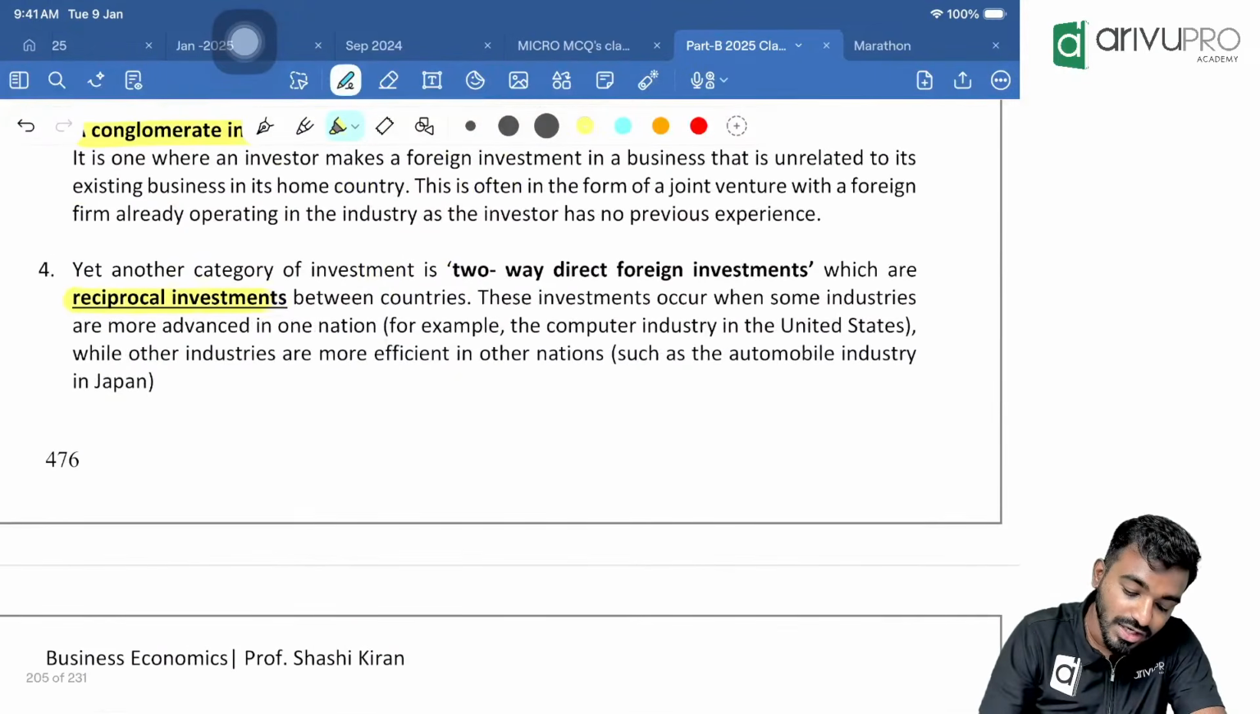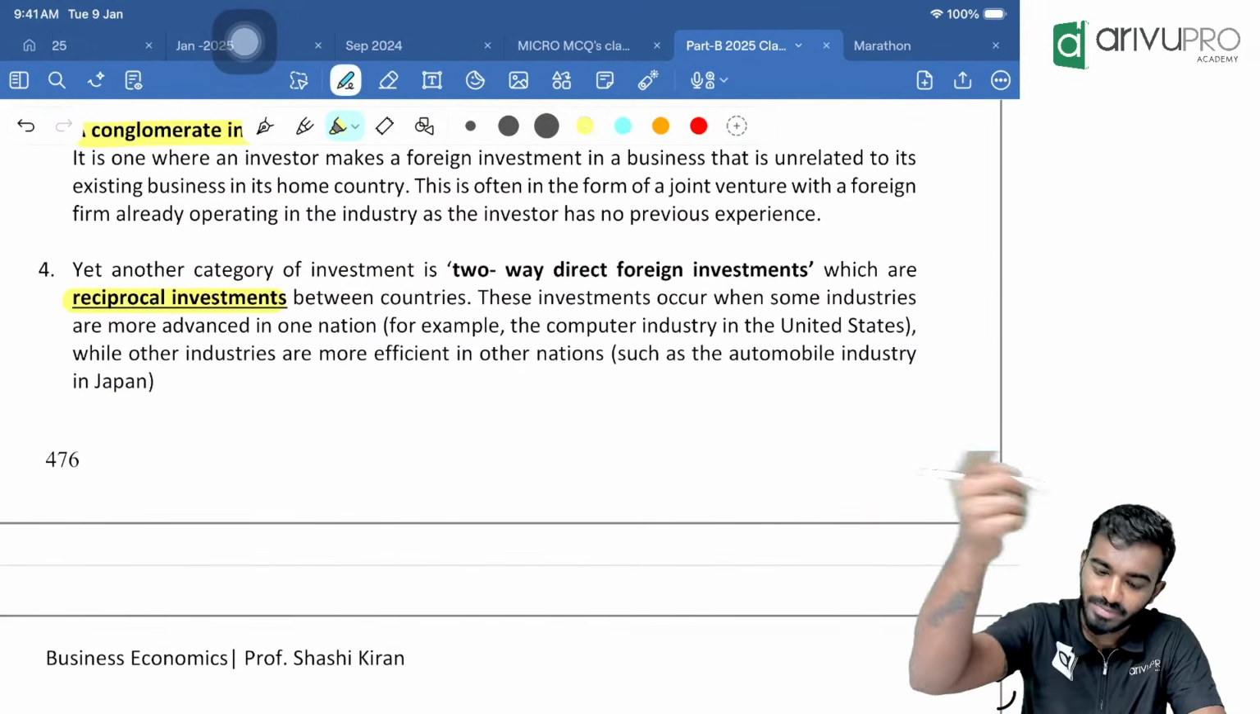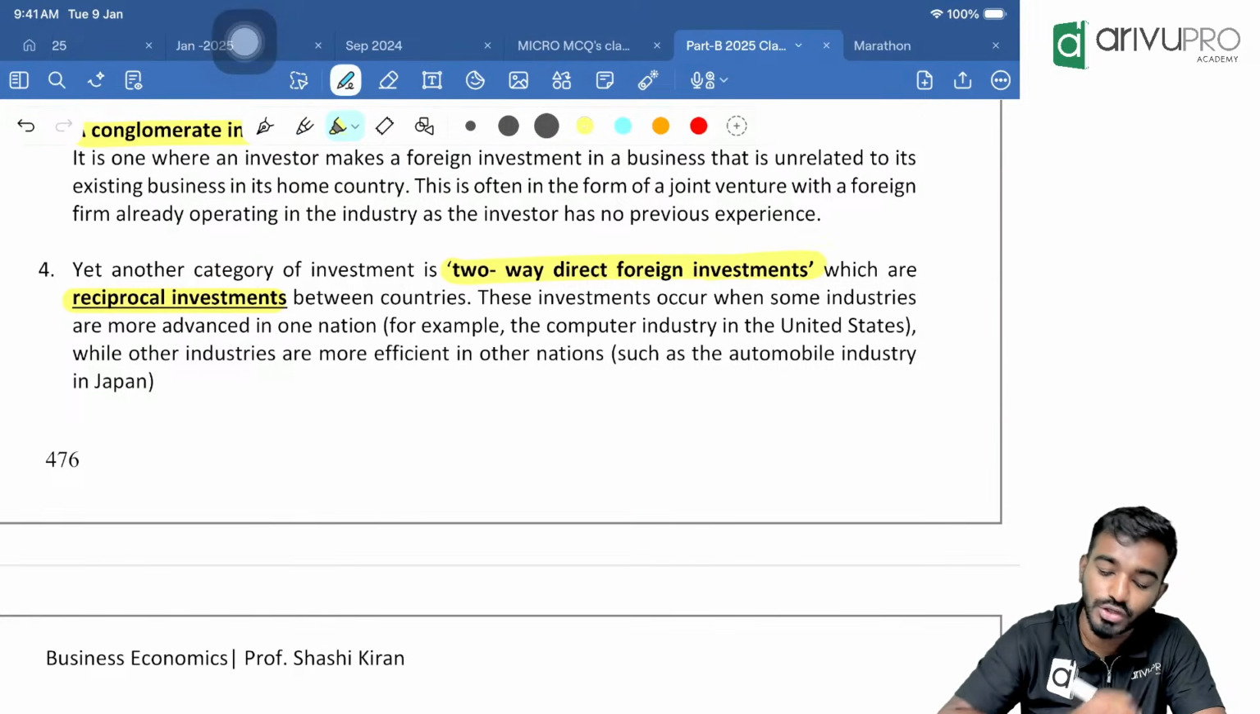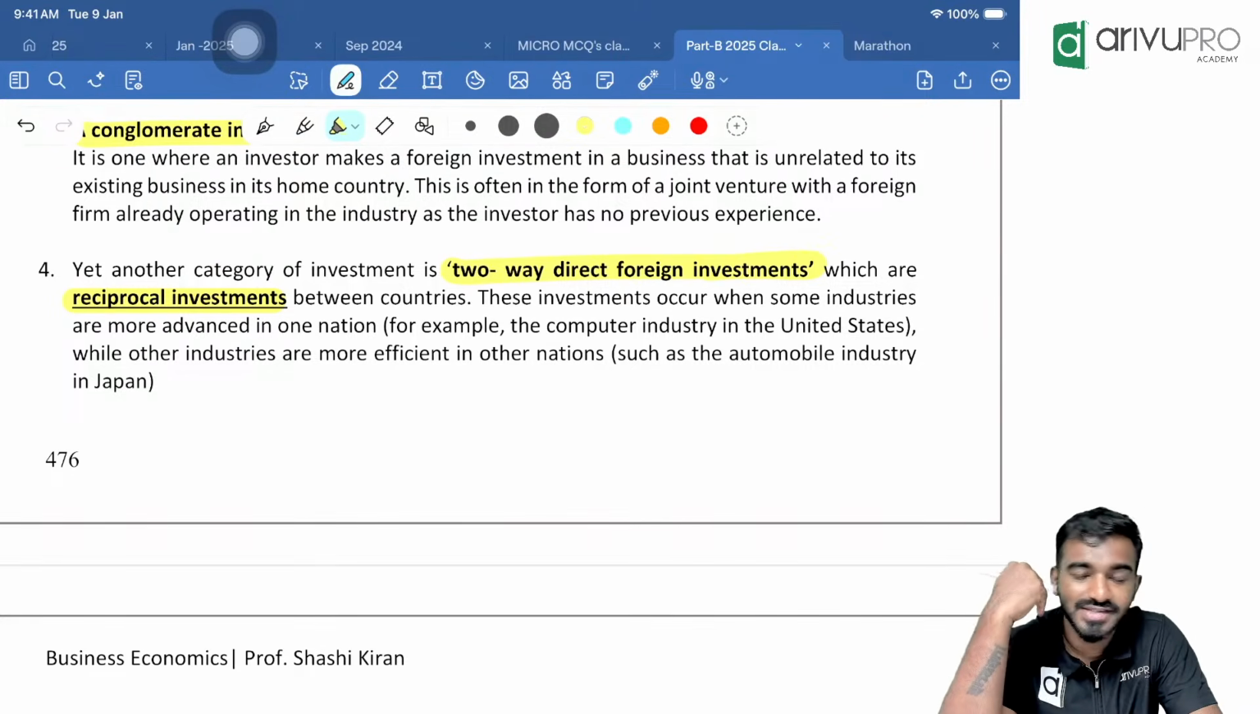And reciprocal investment. We go to Japan and invest. Japan people will come to India and invest. It is like an exchange offer, two-way direct investment, also called reciprocal investment.